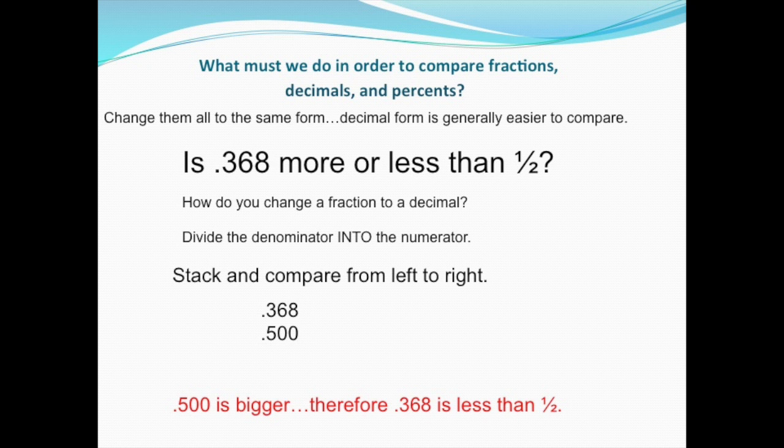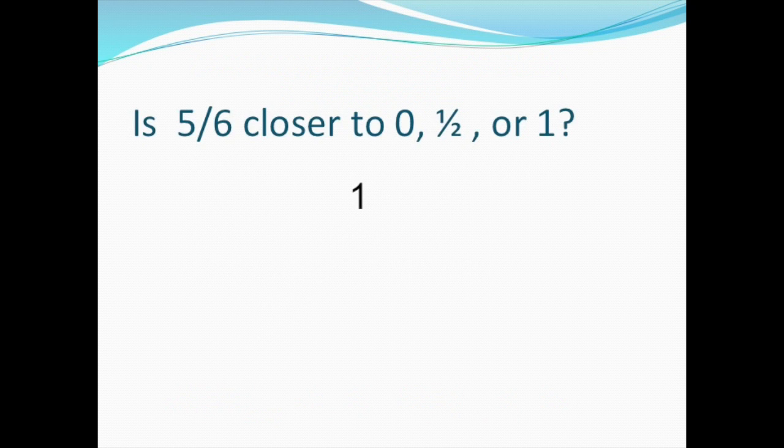What must we do in order to compare fractions, decimals, and percents? Change them all to the same form. Decimal form is generally easier to compare. Is 3.68 more or less than 1/2? How did you change it? Divide the numerator by the denominator. Is 5/6 closer to 0, 1/2, or 1? It's closer to 1. How'd you know? Is 3/8 closer to 0, 1/2, or 1? It's closer to 1/2. How could you explain to me how 3/8 is closer to 1/2?